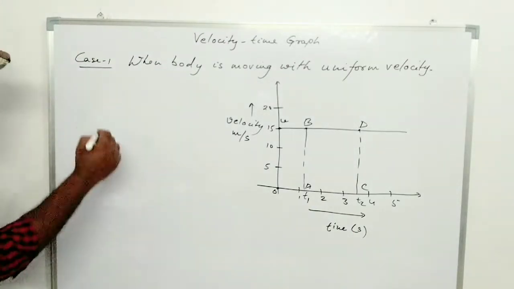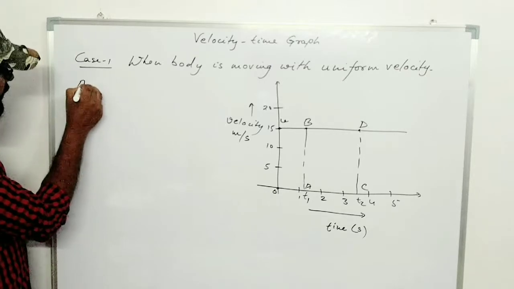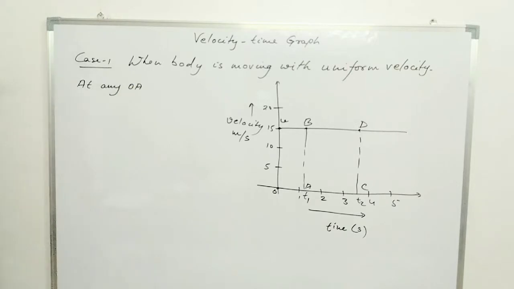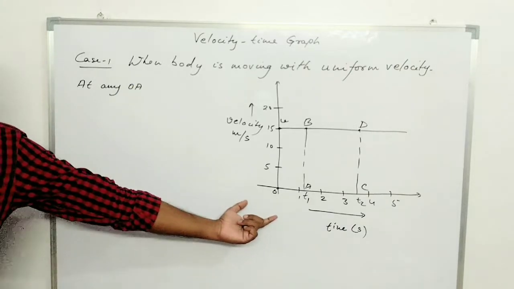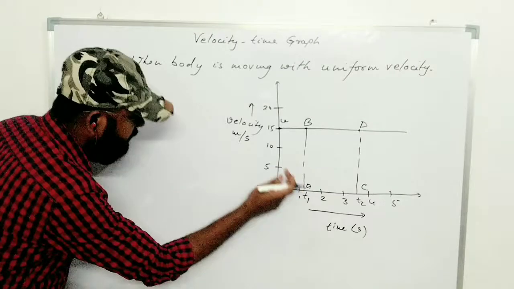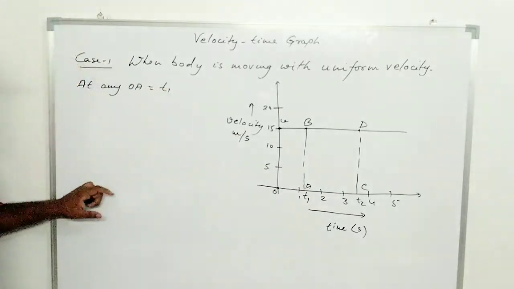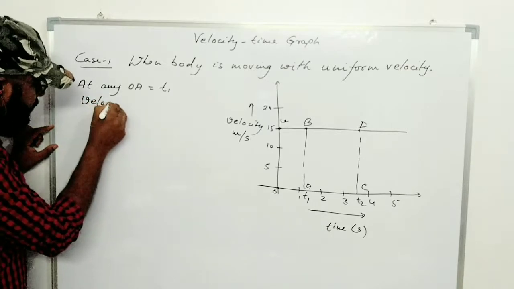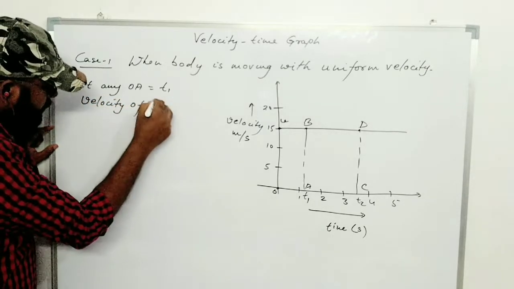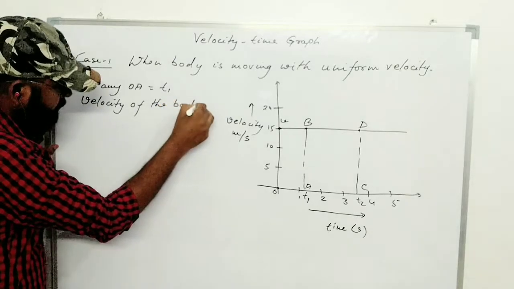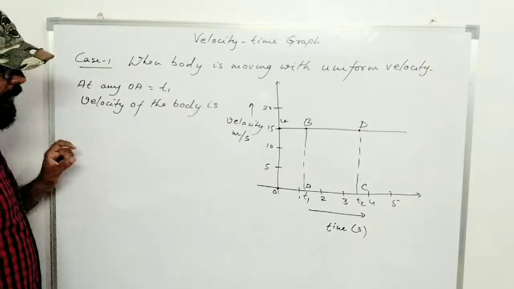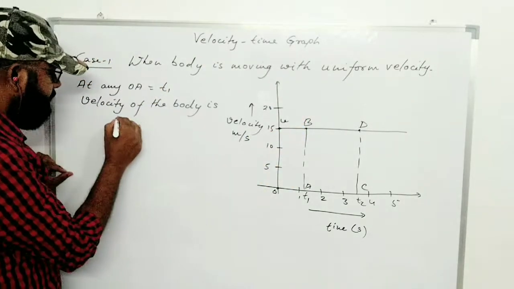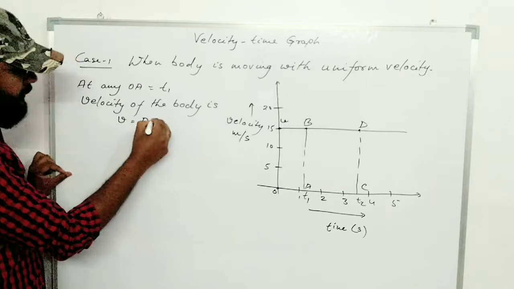See, at any time OA, what is OA? That is T1. The velocity of the body is AB, so V is equal to AB.